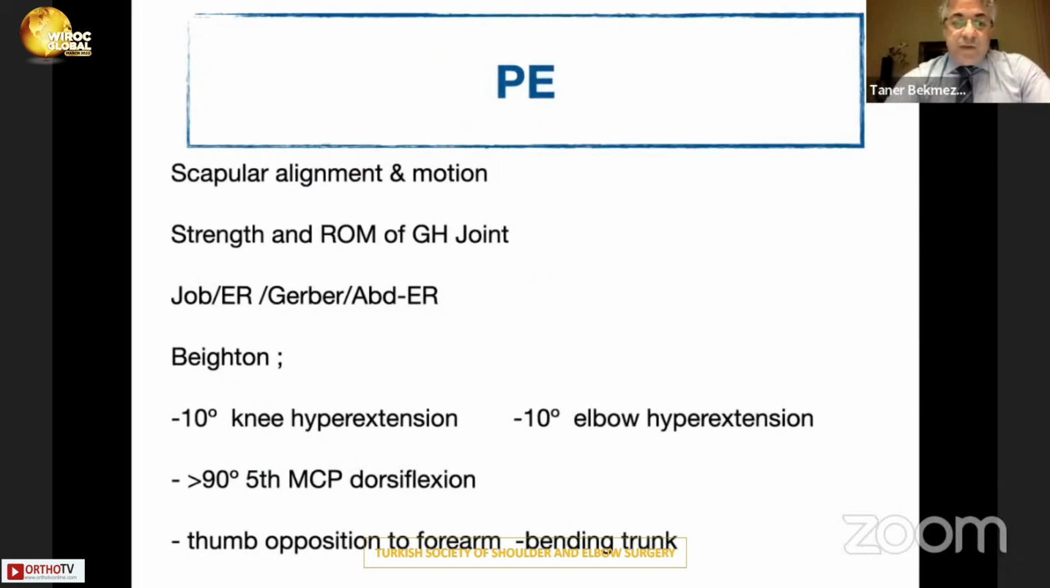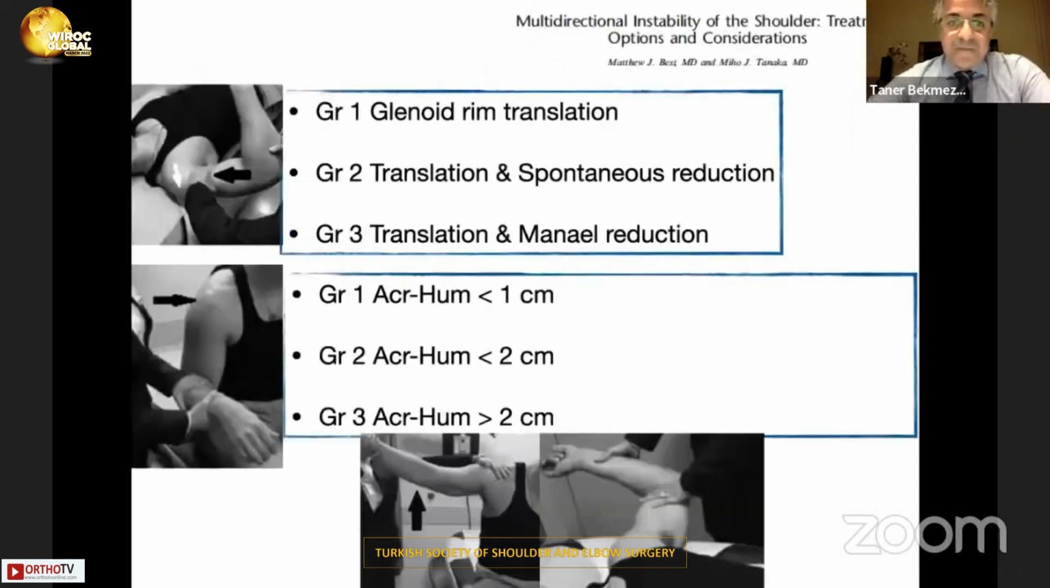Physical examination is very important because scapular motion should be observed in every patient. Scapular dyskinesia and altered mechanics of the scapula have been shown to occur at higher rates in patients with MDI. The standard assessment of strength and range of motion should be performed in all patients. I'd like to highlight the important examinations. The Beighton criteria should be used to guide assessment of hypermobility. As you know, a higher score correlates with a higher risk of ligamentous laxity in the Beighton index.